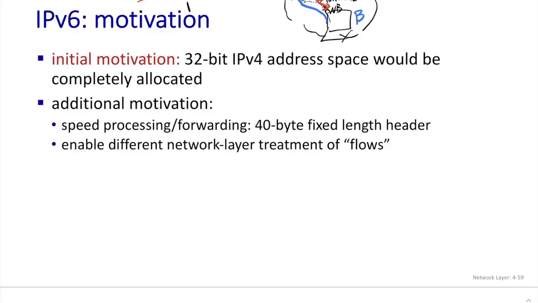The next topic we are going to talk about is IPv6. So the initial motivation is that the 32-bit IPv4 address space could be completely allocated to different military organizations, different ISPs, different universities. So we have run out of all the IPv4 addresses, so we need a new mechanism. So that is IPv6. So here is the diagram format for IPv6.